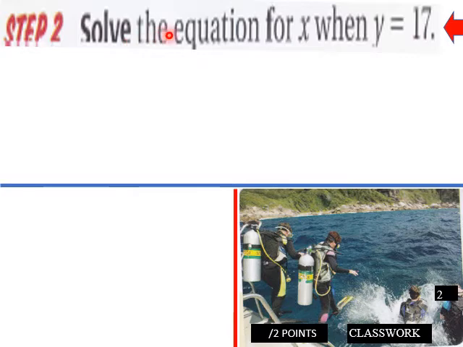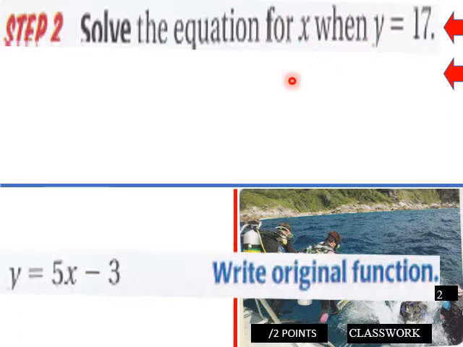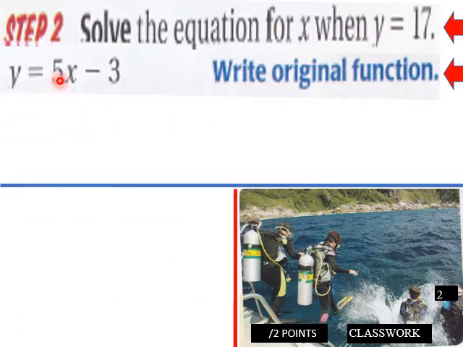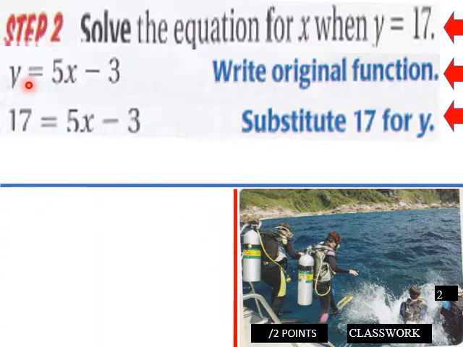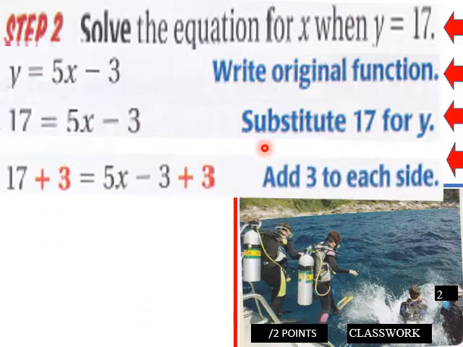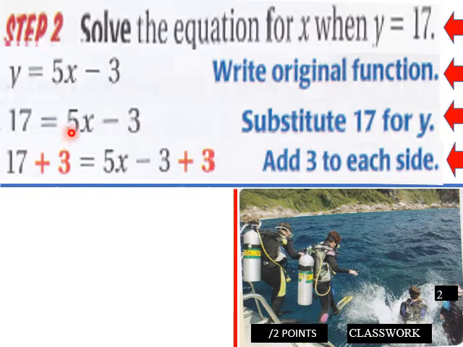Step 2, solve the equation for x when y equals 17. So when y equals 17, write the original. We're going to plug in 17 over here for y, then solve for x. So we have 17 equals 5x minus 3. Substitute 17 for y. We're going to add 3 to both sides. We're going to start isolating our x here.